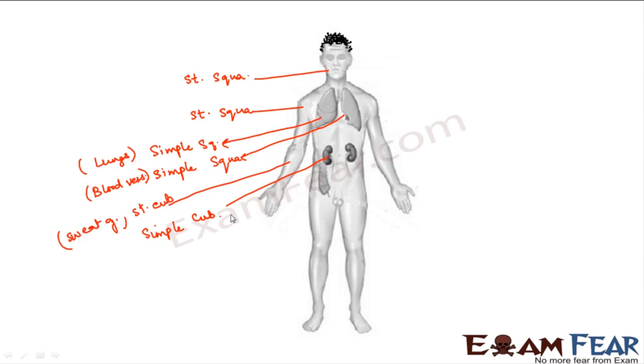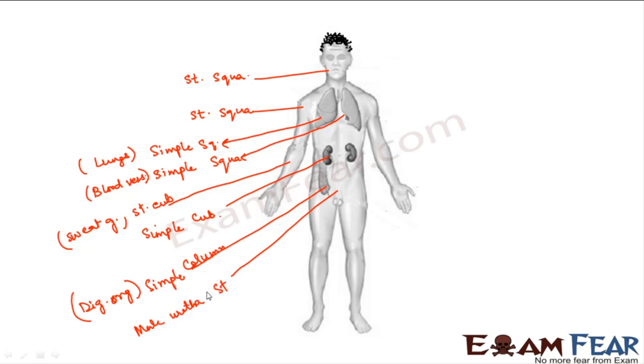Now comes the turn of simple columnar. Where do we have simple columnar? In the digestive system. This is displaying the intestine actually. So the digestive organs will have simple columnar epithelium, right? Where do we have stratified columnar epithelium? The stratified columnar epithelium will be present in the male urethra, right?